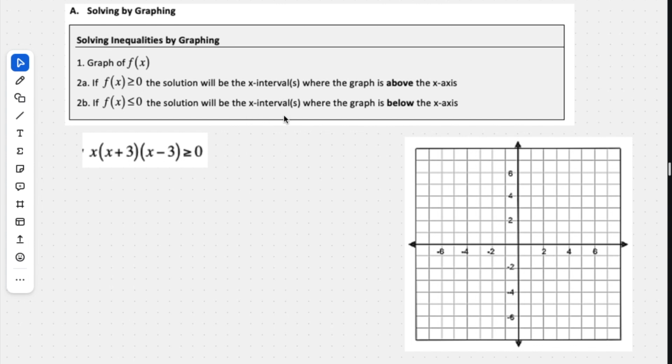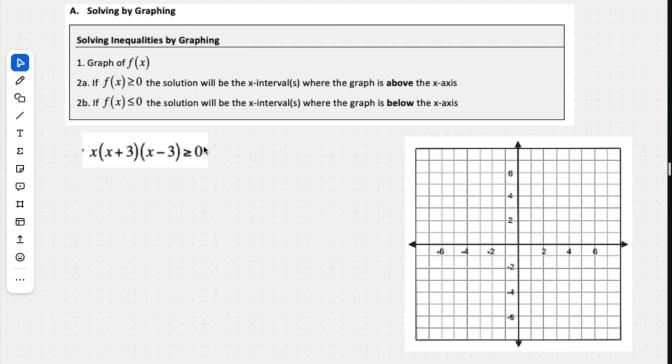In this video we're going to look at polynomial and rational inequalities. So we are going to have three ways that we can solve polynomial or rational inequalities. Dependent on whether or not it's polynomial or rational, I would pick a different method.